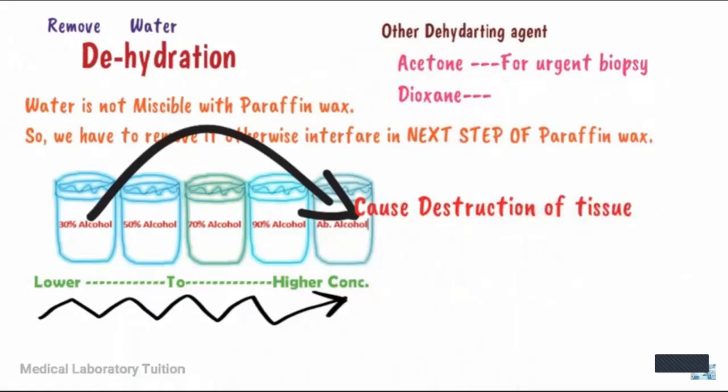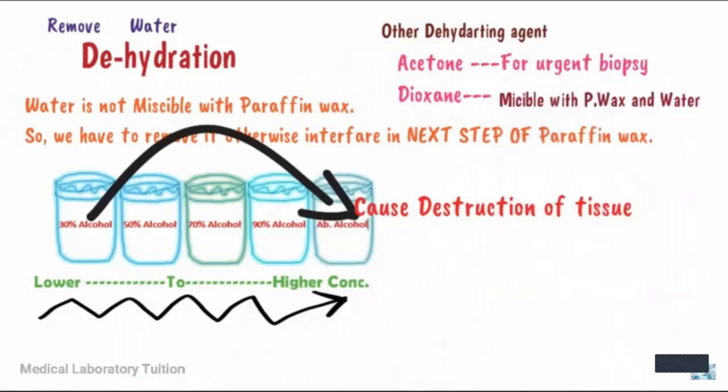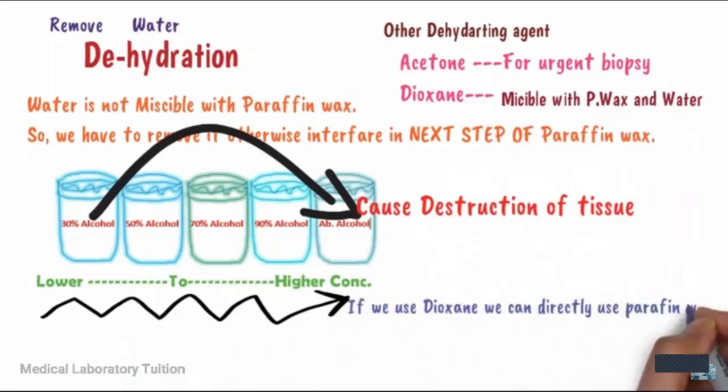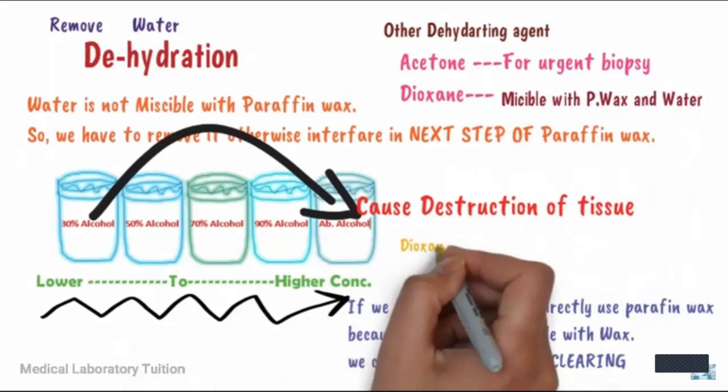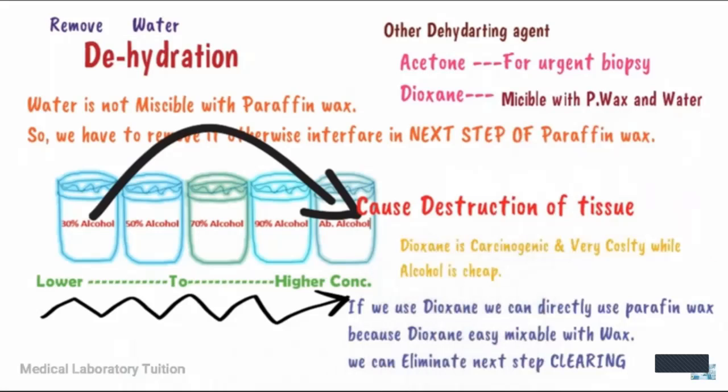Dioxane has a very unique property. It is miscible with both water and paraffin wax, so there is no need for the next step, clearing. But it is very carcinogenic and costly, that's why we do not use it.